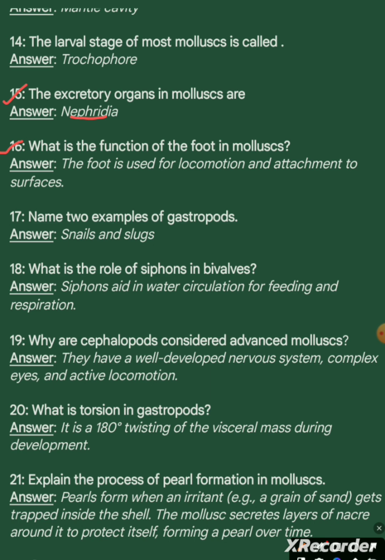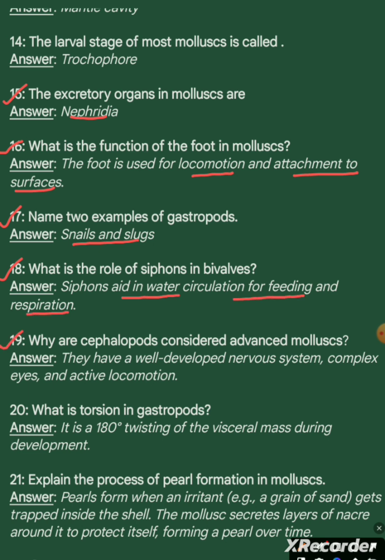Question 16. What is the function of the foot in mollusks? Answer. The foot is used for locomotion and attachment to surfaces. Question 17. Name two examples of gastropods. Answer. Snails and slugs. Question 18. What is the role of siphons in bivalves? Answer. Siphons aid in water circulation for feeding and respiration.